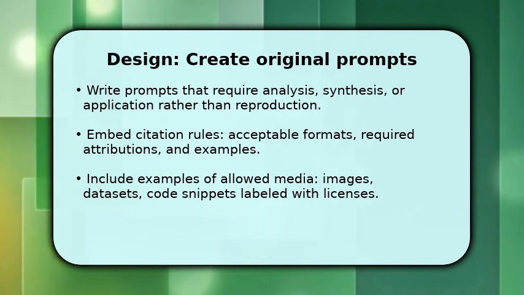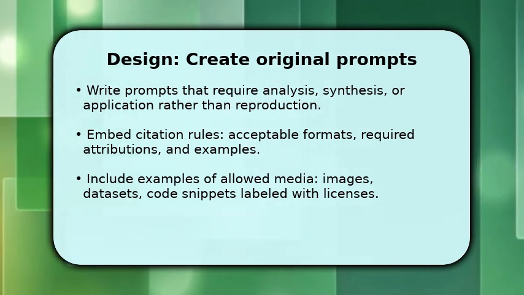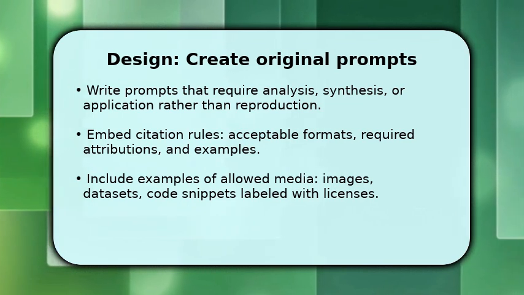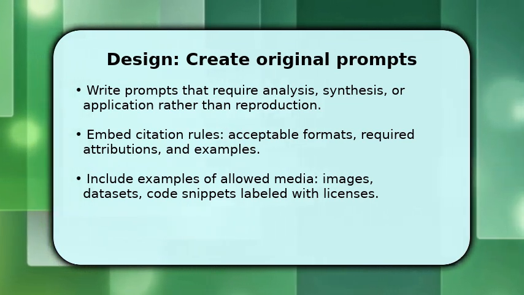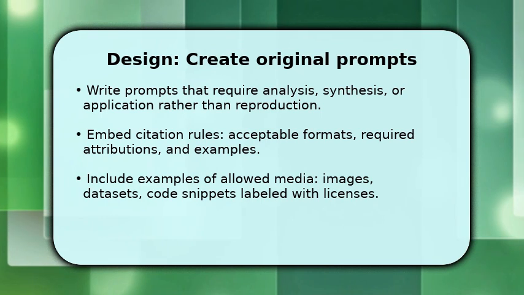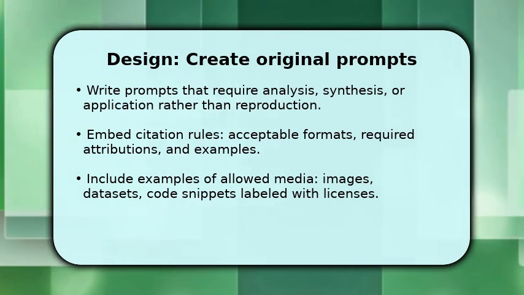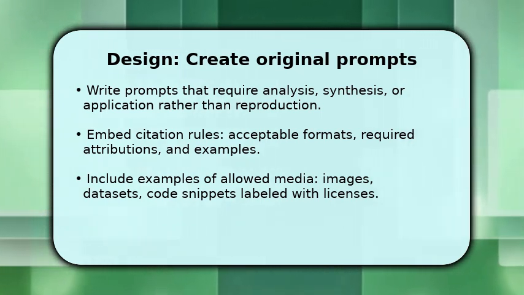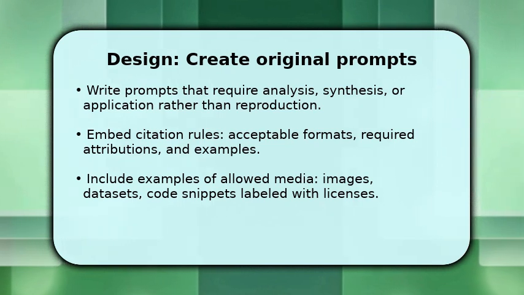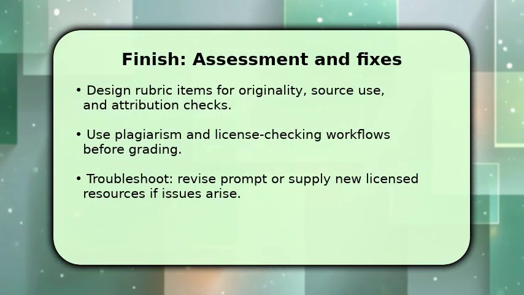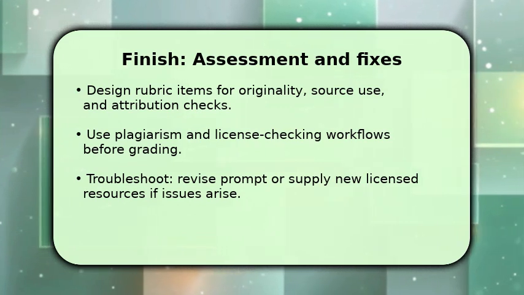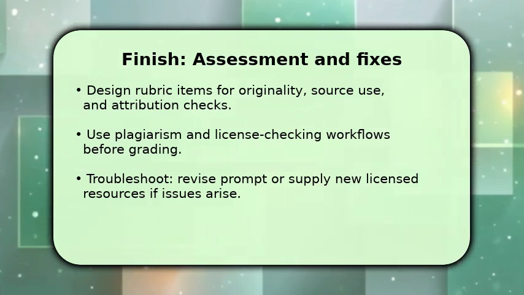Once done, attach a vetted pack of allowed media with license labels so students can access materials safely. Make sure to include how much reuse is permitted and any transformation requirements. This prevents accidental copyright misuse during execution. Finish by building a rubric that explicitly scores originality, correct source use, and attribution. This tells students exactly what you expect.